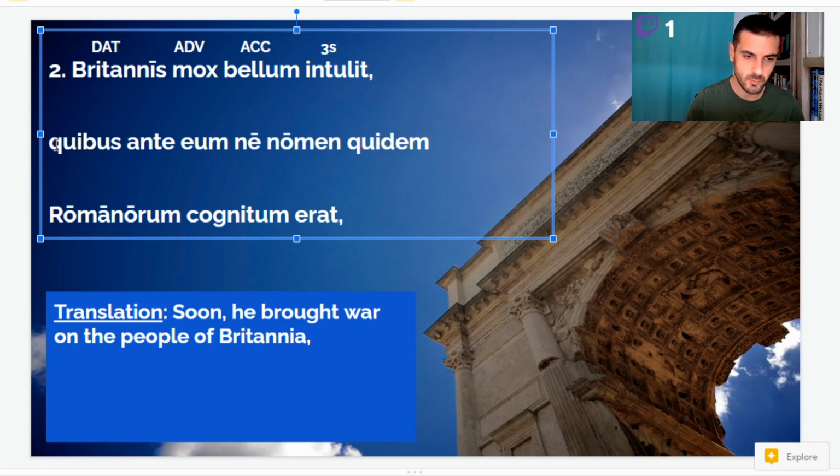Quibus. So we got a relative clause starting with one of those weird cases. Ante eum, before him. Nequita means not even. And the word that goes in the middle is the word that you're emphasizing. So not even the name of the Romans was known quibus to them. So this is going to be dative here. So ne nomen, that's your subject. The name of the Romans. Nomen Romanorum.